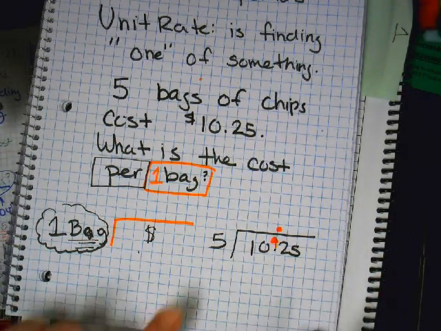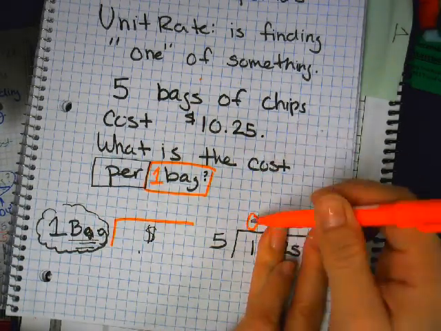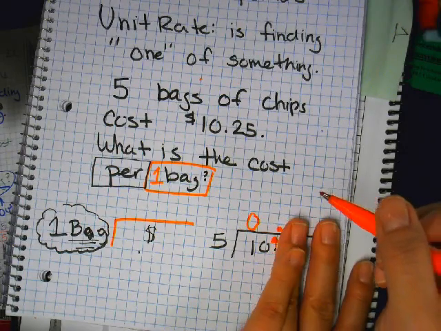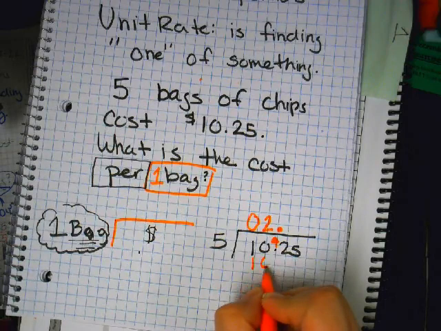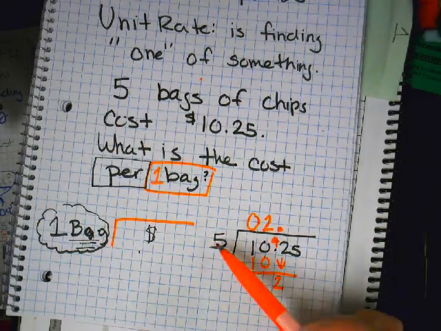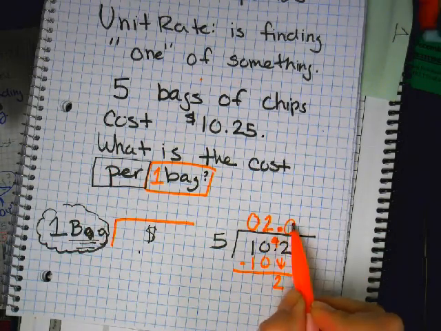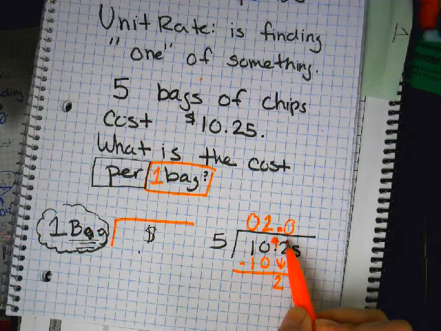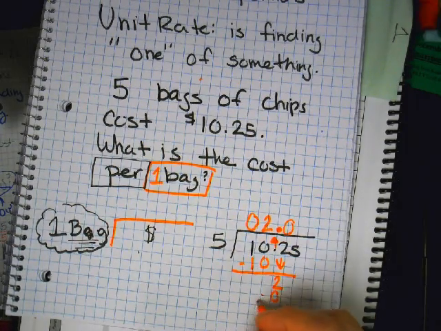Okay, does 5 go into 1? Nope. So we put the 0 on top of the 1. Does 5 go into 10? Yes. How many times? Twice. 2 times 5 is 10. Remainder 0. Bring down the 2. Does 5 go into 2? No. So a lot of times kids forget to put this 0 on the top, because 0 times 5 is 0. So now we bring down the 5.